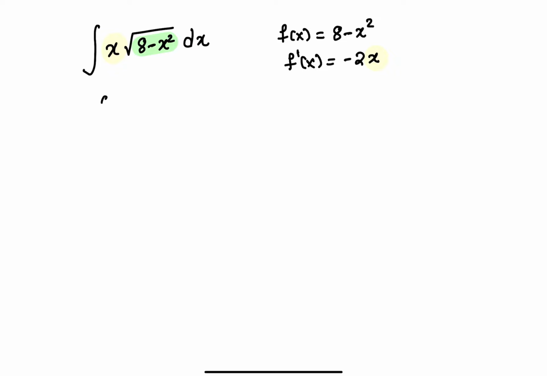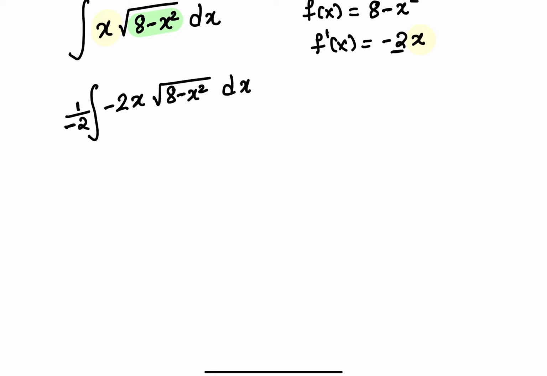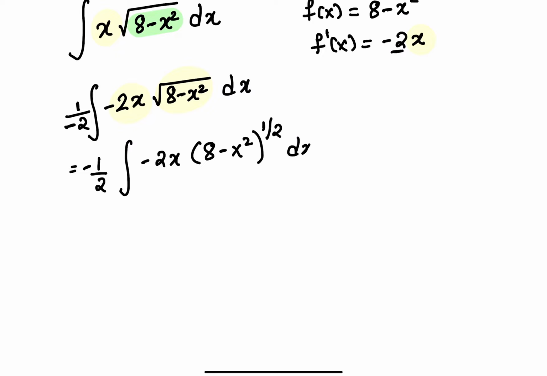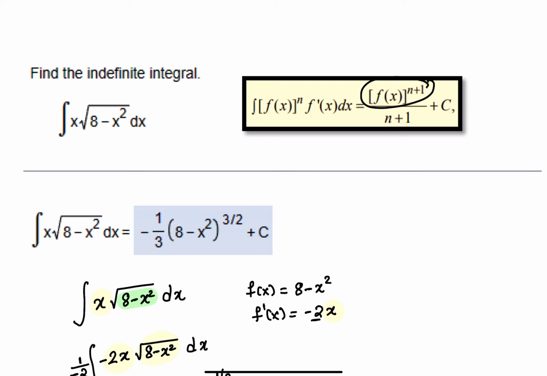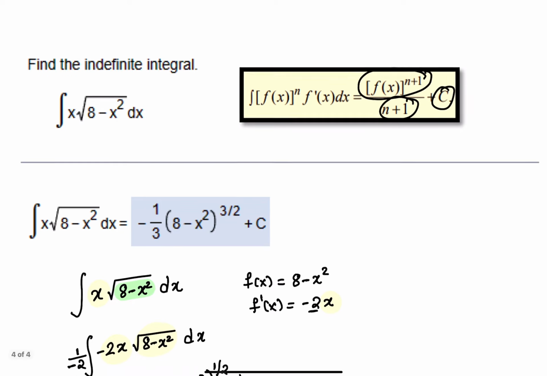So what I'm going to do here is multiply with negative 2x radical 8 minus x squared dx. Because I multiplied, I have to divide. And now I have the derivative. I have the function. This is a power function. I can rewrite this as 8 minus x squared to the power half dx. Power function, that's your formula.